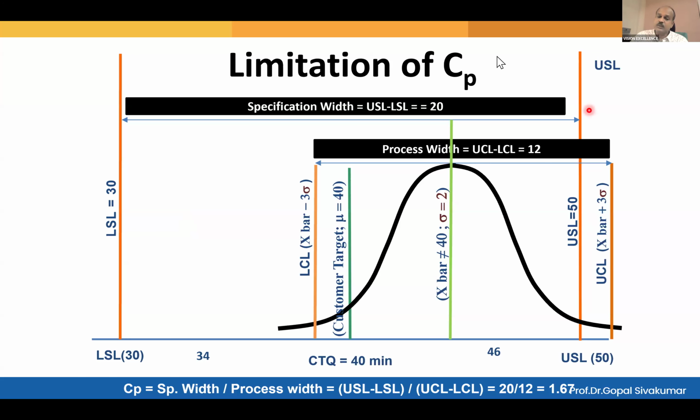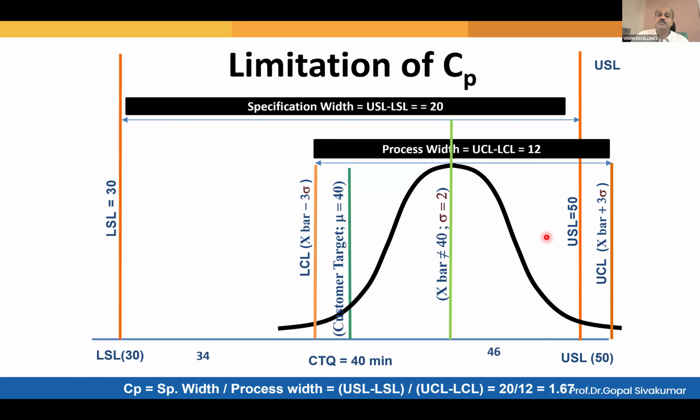When the process shifts, what will happen? The X bar will no more be on the target. It is no more 40. It is something else. Am I correct or not? Yes, sir. But even in this situation, if you calculate CP, it will still be 20 by 12. Can you see here? It will still be 1.67. But your process has started producing rejections. You see, your curve has crossed the USL, and this area refers to the defective parts.